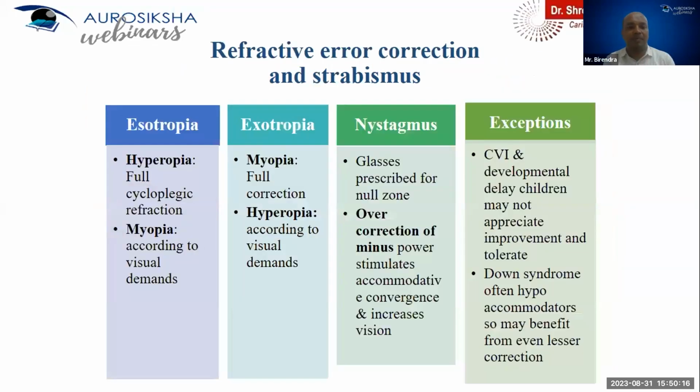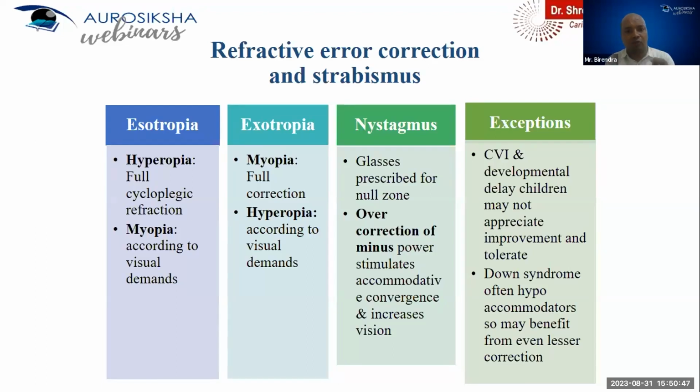Now, just a brief about these slides. In esotropic condition, we need to prescribe the full cycloplegic refraction for hyperopia to the patient. So at least they will relax their accommodation, and then automatically the convergence will be relaxed. They will relax the accommodation with more plus power, so automatically that squint will be grossly corrected by the spectacle correction. Myopia, according to the visual demand.